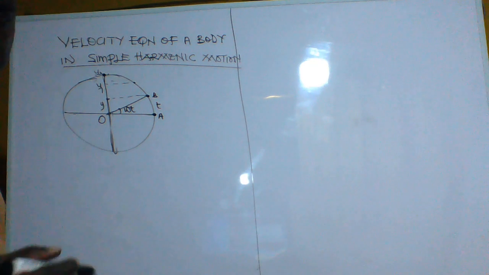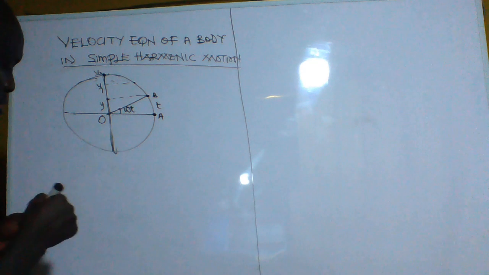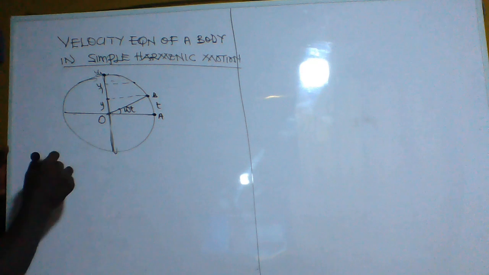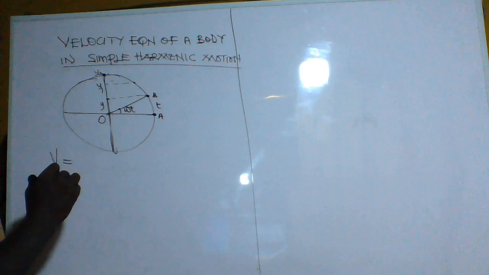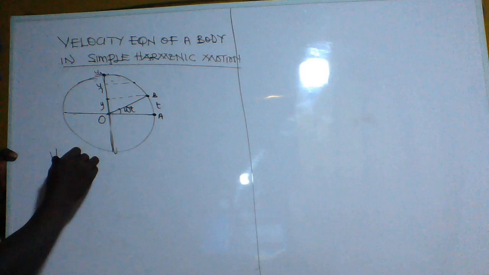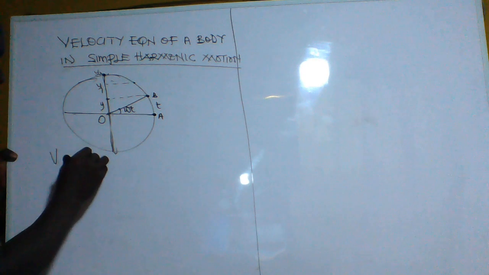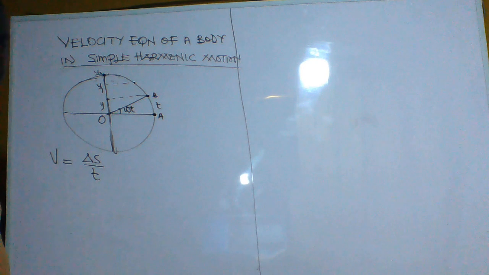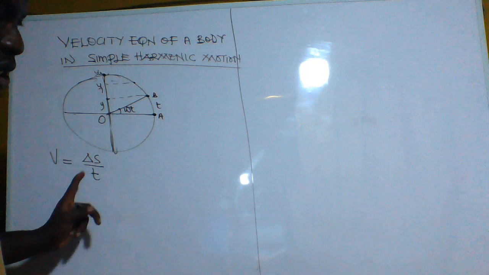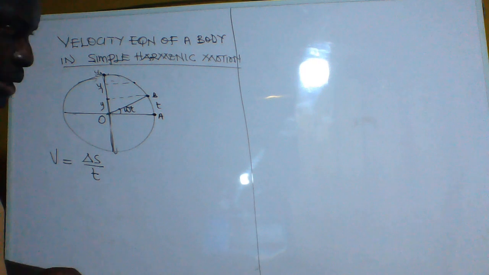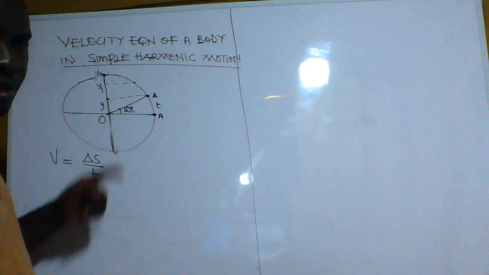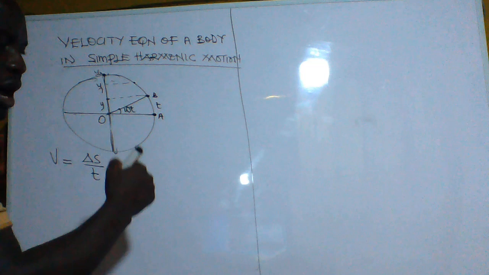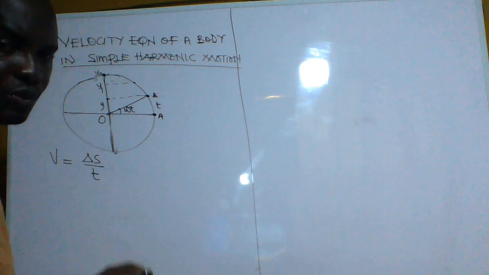Okay, so in a linear motion, we realize that velocity is the rate of change of displacement with time. So once velocity depends on the changing displacement with time, here too, for us to get the displacement function, we must look at how the displacement function changes with time.